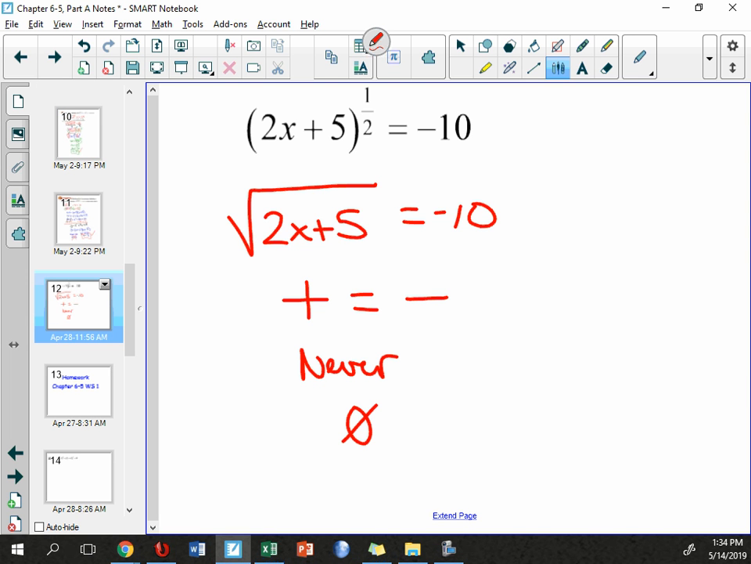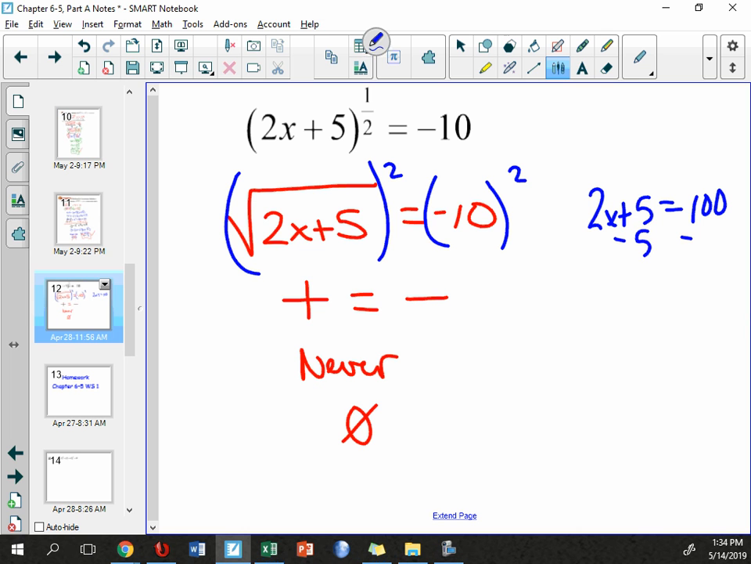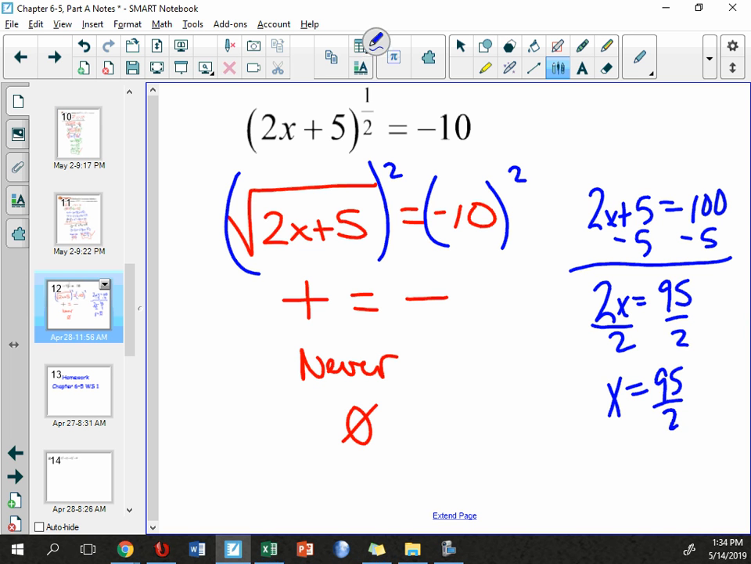Okay, so let's go ahead and solve this, because you're going to go ahead and square both sides. So that gives me 2x plus 5 is equal to, what's negative 10 squared? Okay, perfect. Then we're going to go ahead and subtract 5, right? So 2x is equal to 95. Then what? Okay, so x is equal to 95 over 2. Then what would you do with that number? You would plug it in.